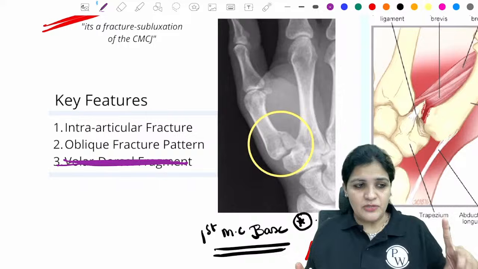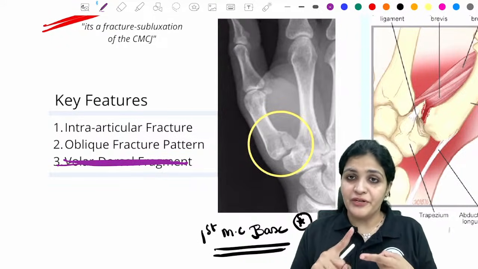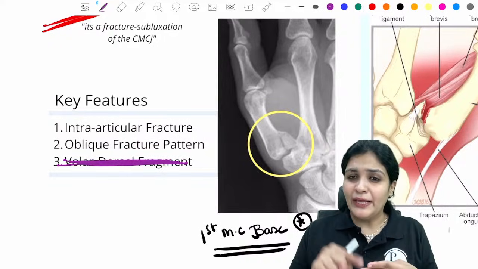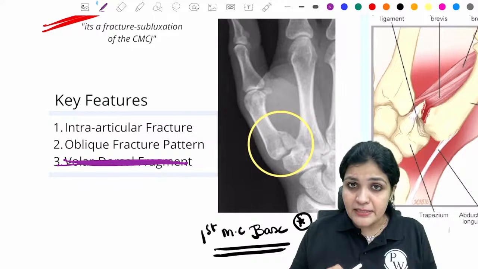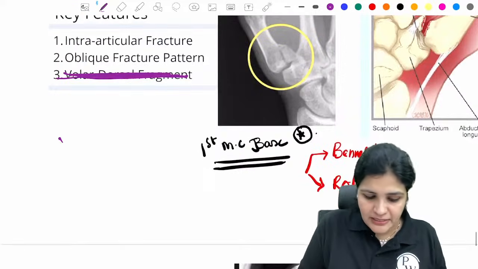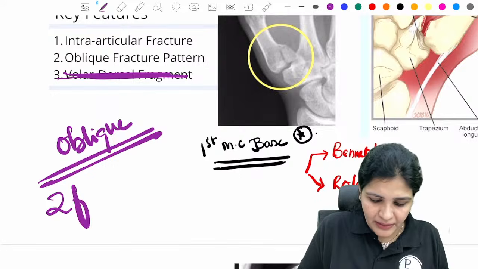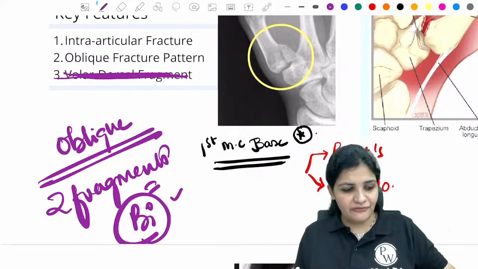Whenever somebody is asking about the Bennett's fracture, first you have to tell this is the base of the first metacarpal. It is an intra-articular fracture which is very, very important because it is involving the CMC joint. And then it is an oblique fracture. It has 2 fragments, right? So why am I specifically telling it is a bifragment oblique fracture?